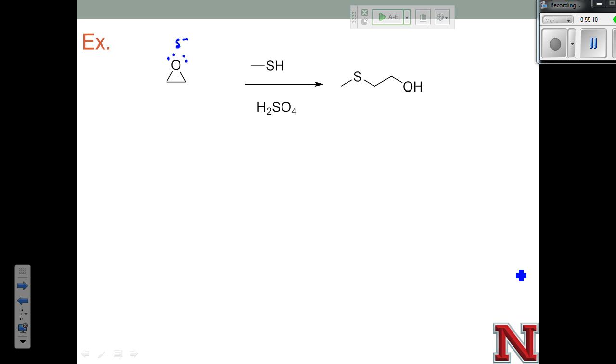Where do we have a sink? Where do we have electrons? Either carbon, because in this case both, neither is going to be more stable than the other. Now we look at our reagents.